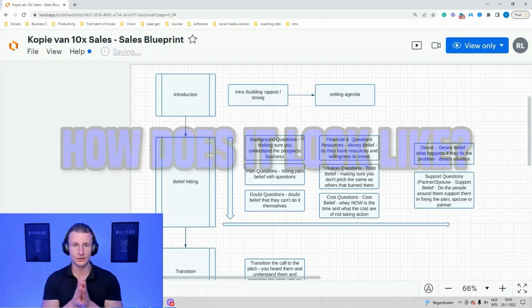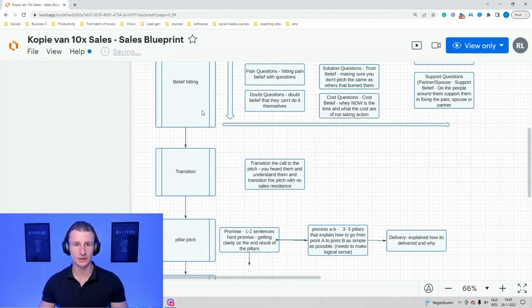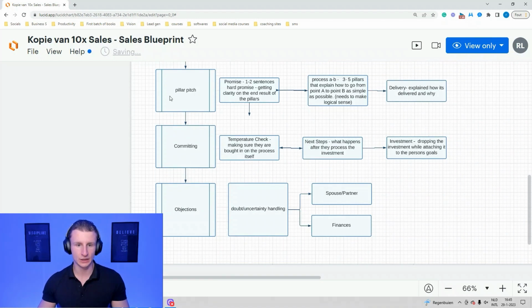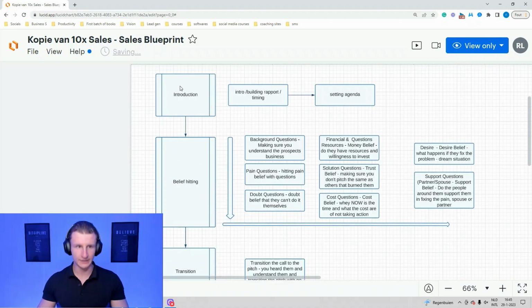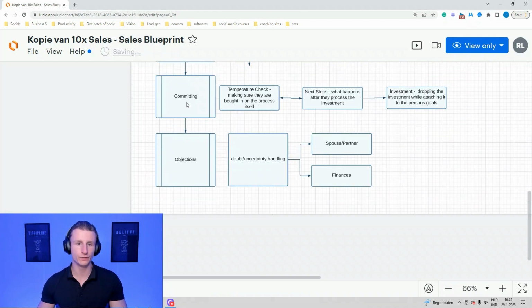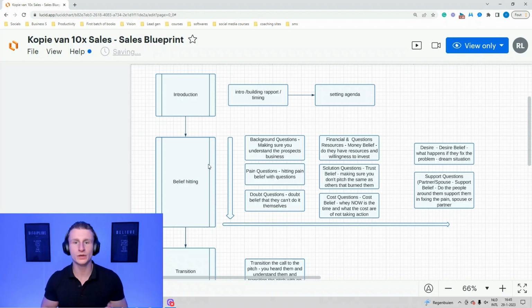So first of all, what does it look like? What do we actually do on the call? First of all, we are going to make sure that there's an introduction phase, a belief hitting phase, a transition phase, a pillar pitch phase, a committing phase, and an objection handling phase. So we need to make sure that these phases are always in the call. We have 6 phases that we always need to do in order to properly convert a prospect. So let me explain each of these phases first.